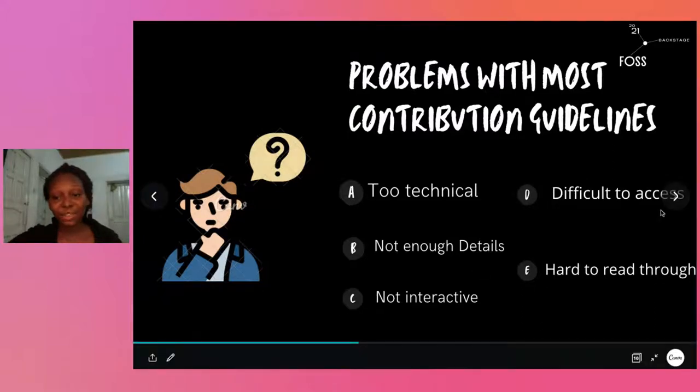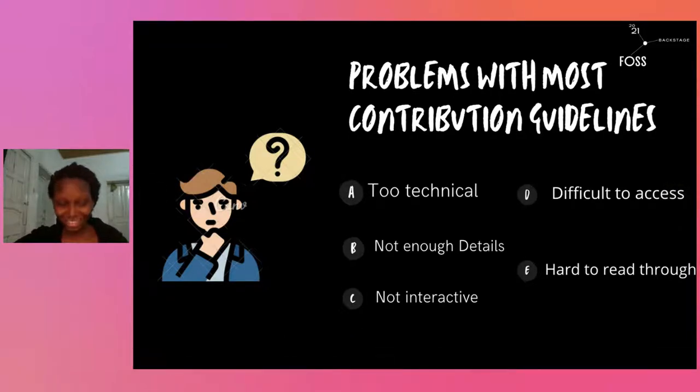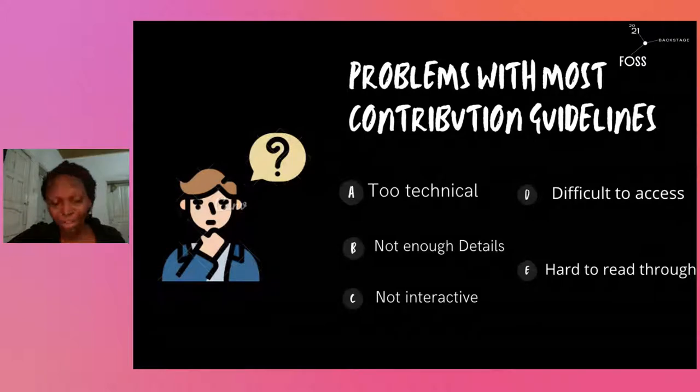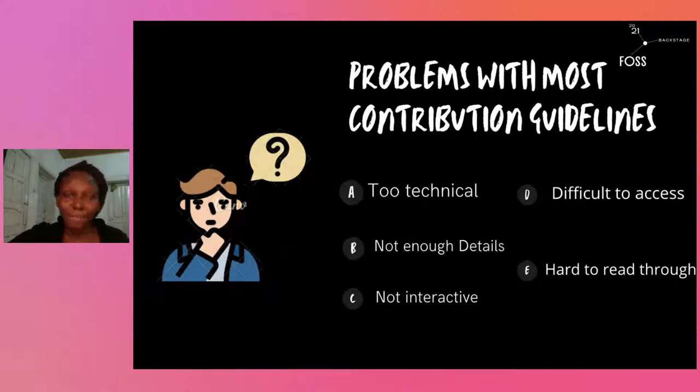And it's difficult to access. It is a contribution guideline, let us not forget, and it is supposed to be the main thing that a new contributor sees once he comes onto that repository. Instead, I end up going through pages looking for contribution guidelines and asking questions from every team member just to know where I can find the contribution guidelines, the do's and don'ts.